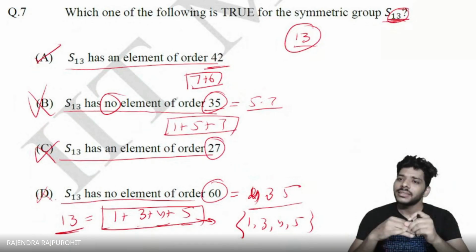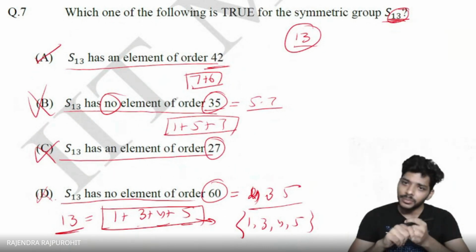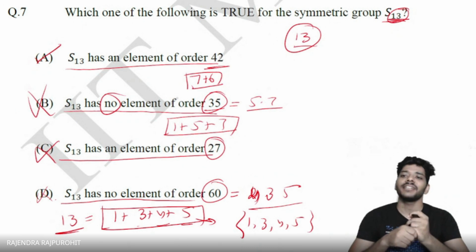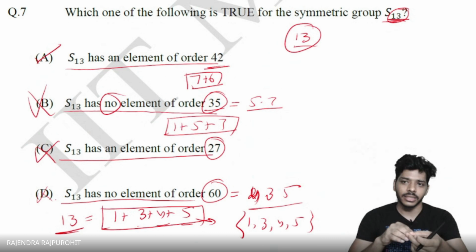So option C, can you please explain once more that 27? Why did we not take 9 plus 3 plus 1? Yeah, 9 plus 3 plus 1 we can take, and it sums to 13. Yes, it is a partition of 13, right? But when we look for the LCM, the LCM of 9 and 3 is 9 only.